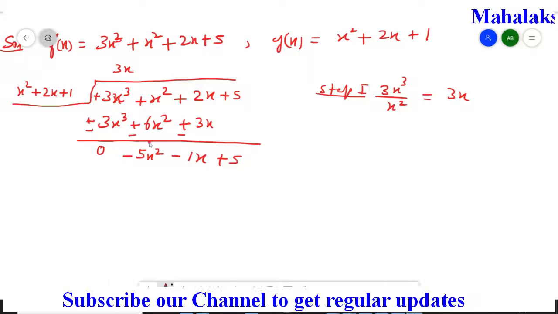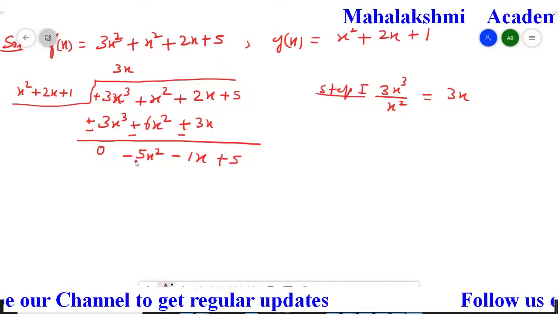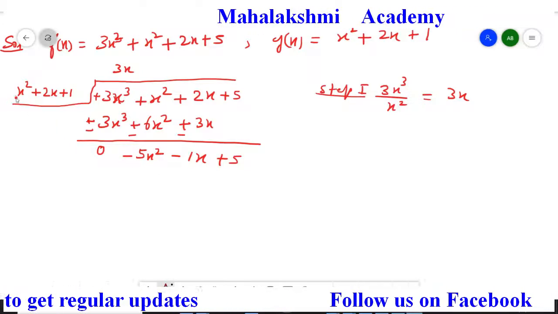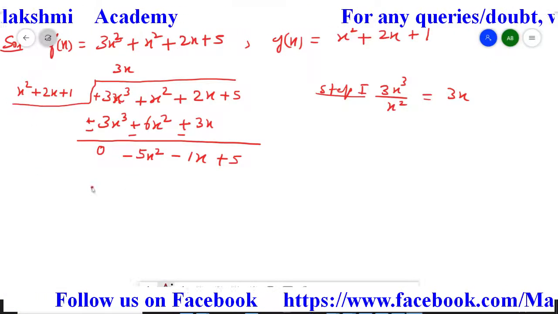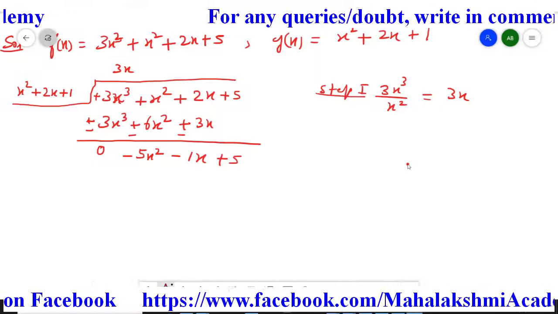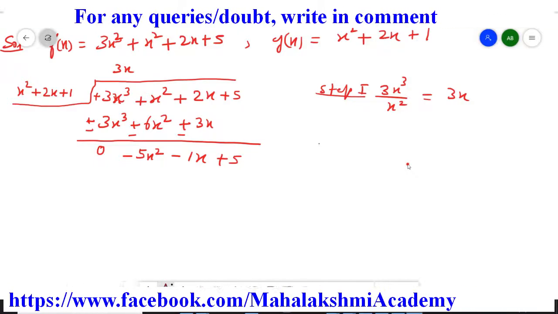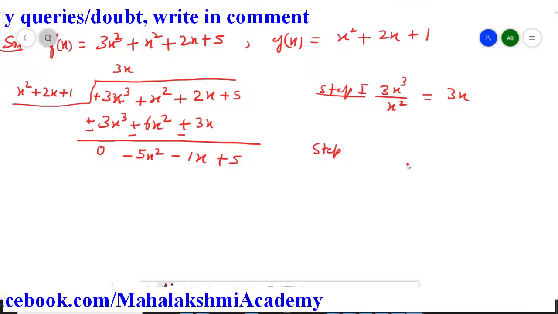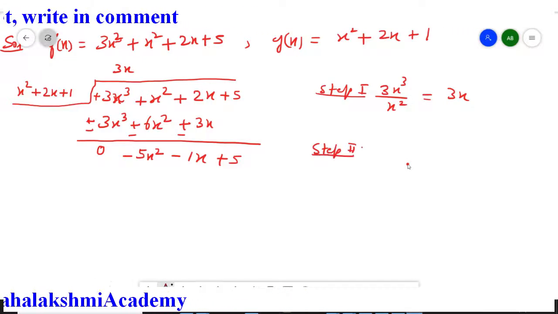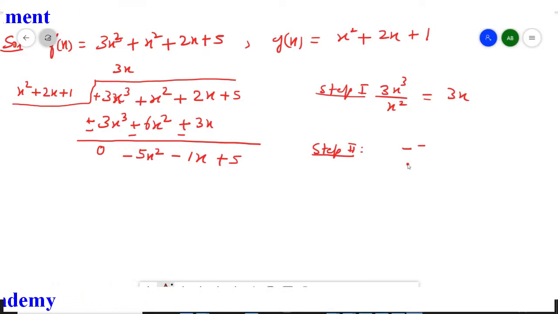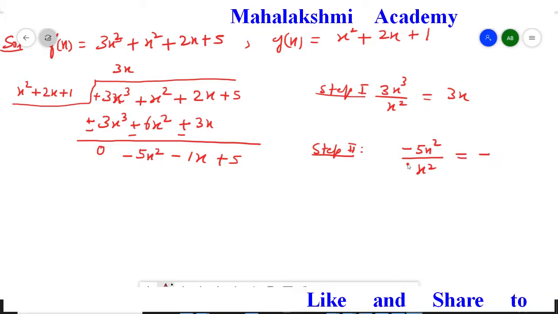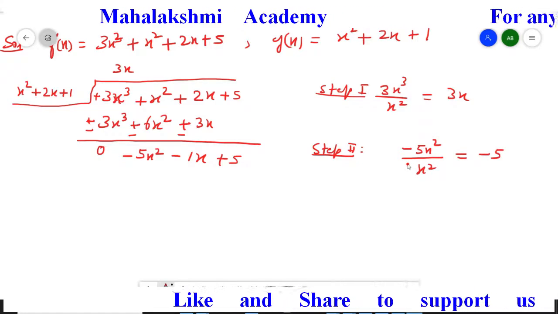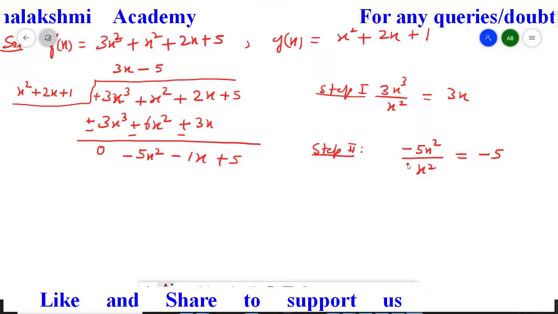Now in step second, the first term is minus 5x square and here the first term is x square. So the first term will divide by the first term. So here we will write down step second. In step second, minus 5x square we have to divide by x square. So the answer is going to be minus 5. So in the quotient we will write here minus 5.